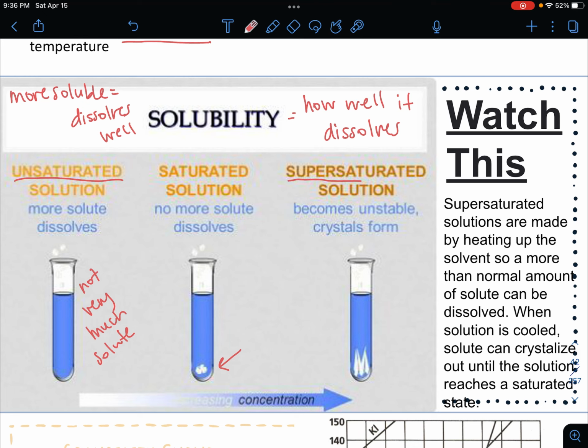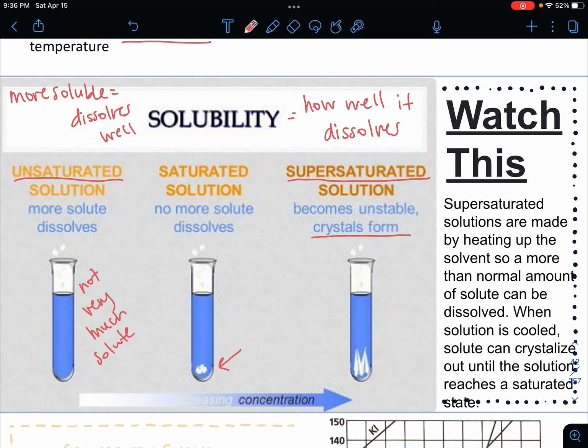A supersaturated solution is kind of an exception to the norm, where your solute crystallizes. The way that we make a supersaturated solution is we usually have to do something to it. Typically, what we do is we increase the temperature. Temperature makes it easier for solutes to dissolve.